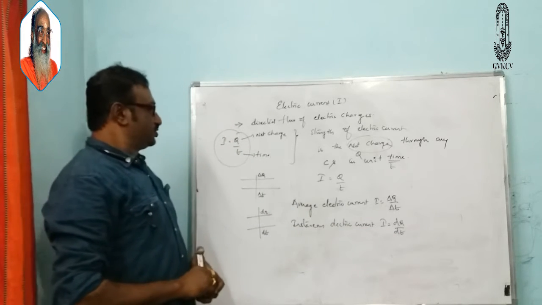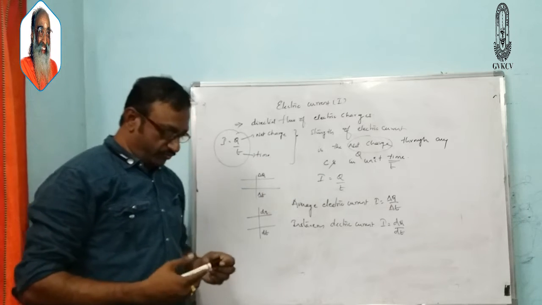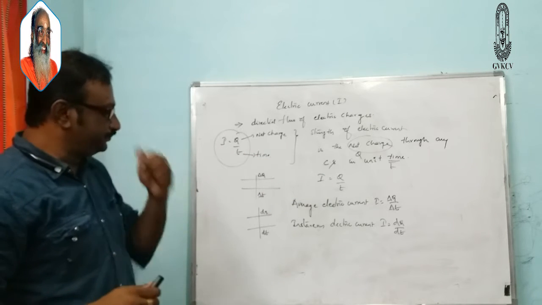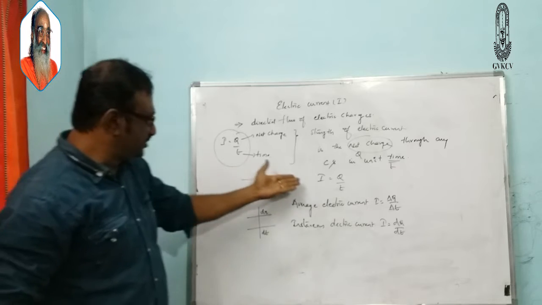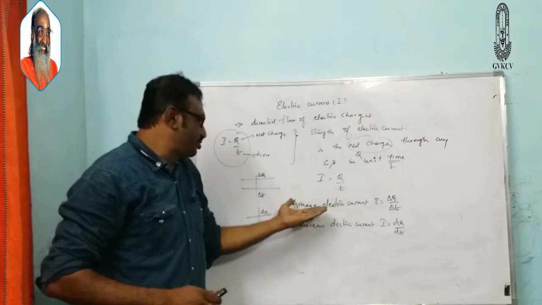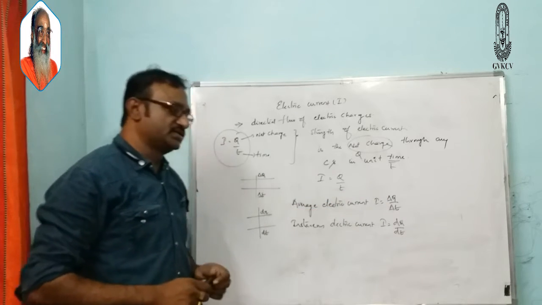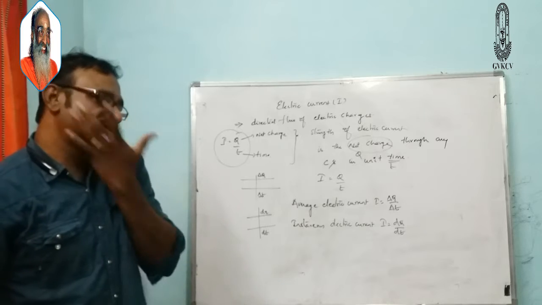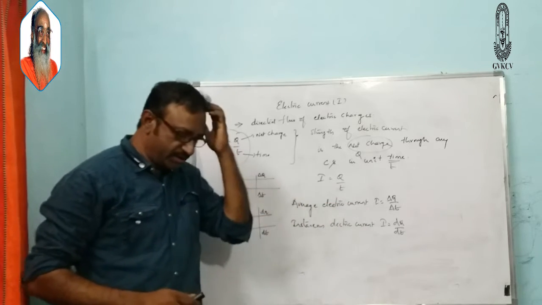Okay, so now we got the definition and we came to the expression, the same thing, I is equal to Q by T. If we are talking about average, we take it as delta Q by delta T, and instantaneous means it is dq by dt.